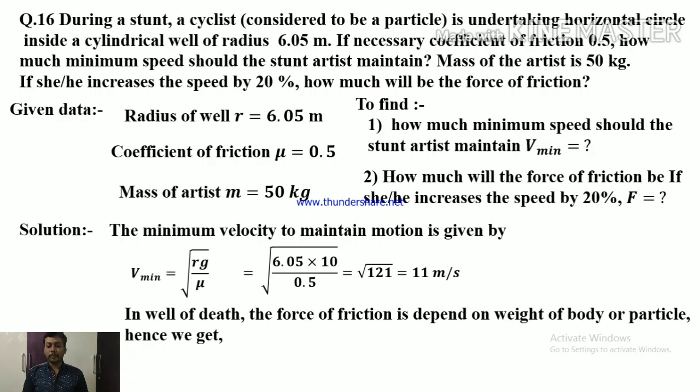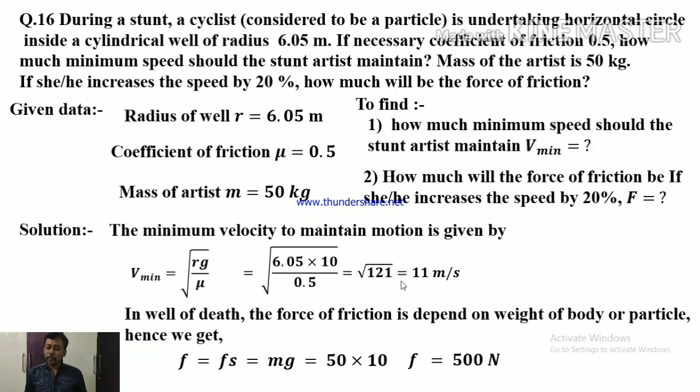But in case of well of death, the force of friction depends on weight of the body or weight of particle. Hence from this we get F is equal to Fs, that is equal to mg, and that is equal to 50 into 10, that is F is equal to 500 Newton. So in well of death, the force of friction only depends upon the weight of a body or particle. Here that weight of body is 500 Newton.